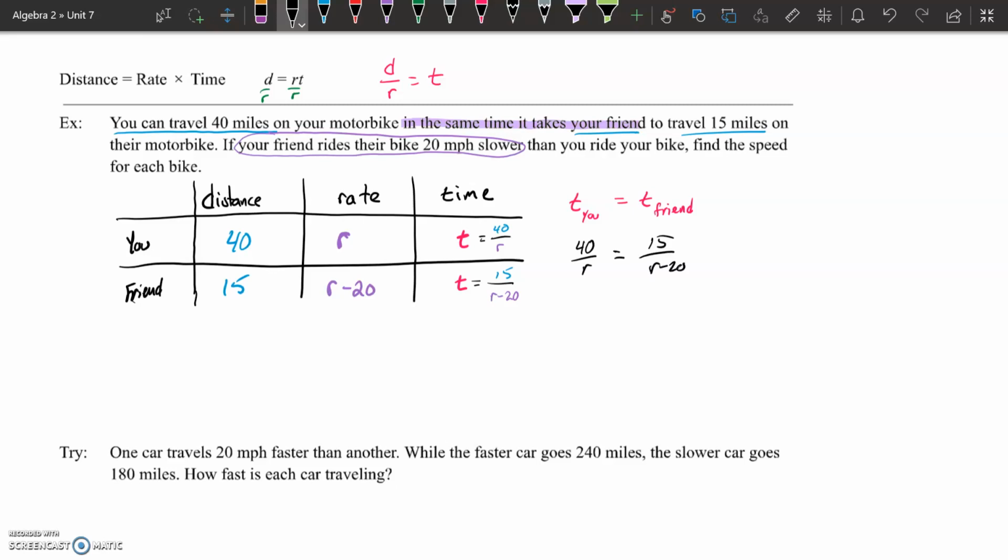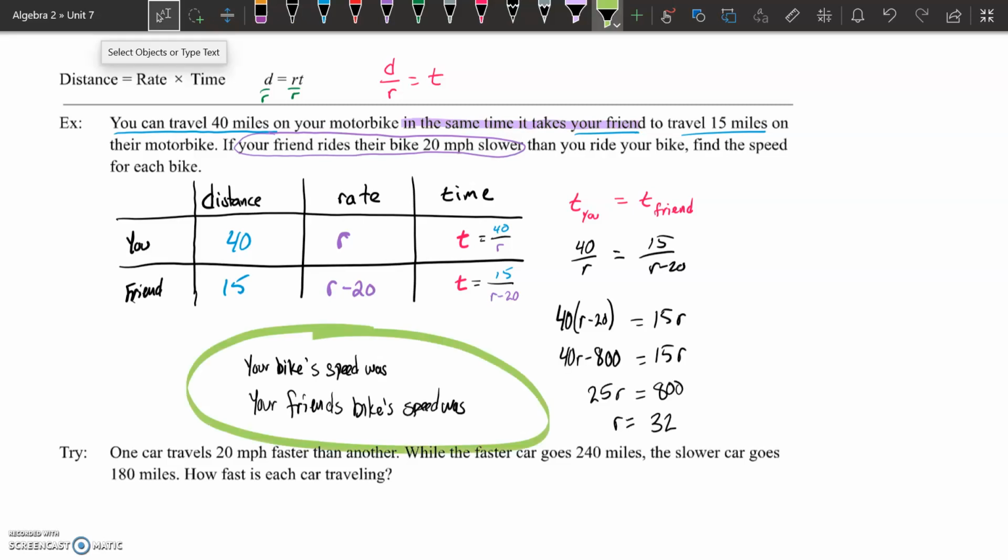And what we have now is a proportion, okay? Just like the first few problems we started solving in this learning target. Go ahead and take a second and see if you can solve that proportion. So we should find that R is equal to 32, which means your bike speed, which is R, was 32 miles per hour, and your friend's bike was 20 less than that, 12 miles per hour.